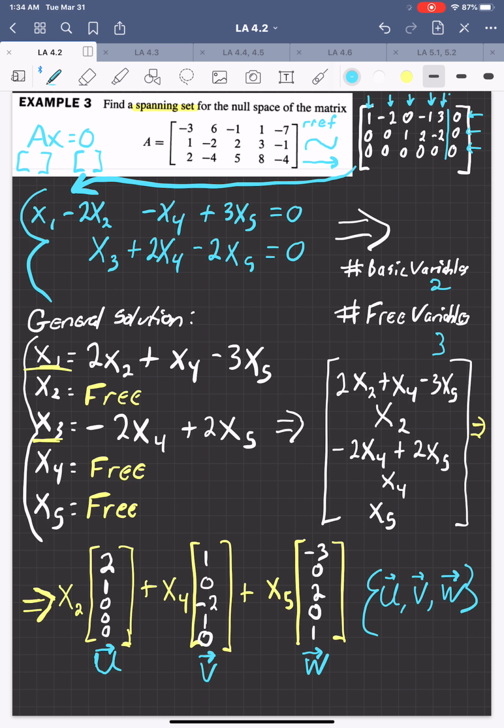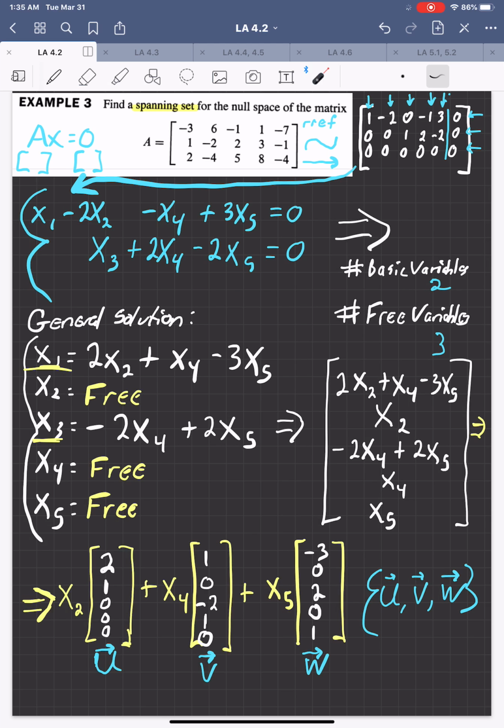Does it make sense to you that with these three vectors, and having any scalar that I want, with the linear combinations of those three vectors, I can reach every single point in the null space of that matrix? I hope that makes sense. If not, you could always rewind it and go a little bit slower.